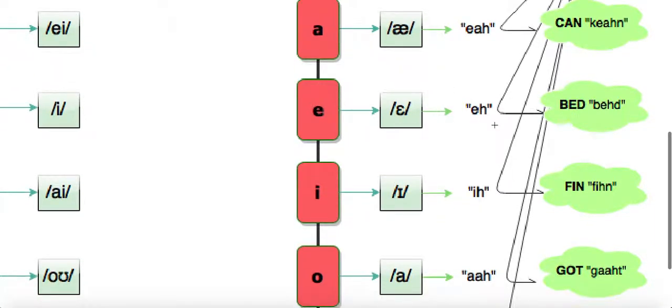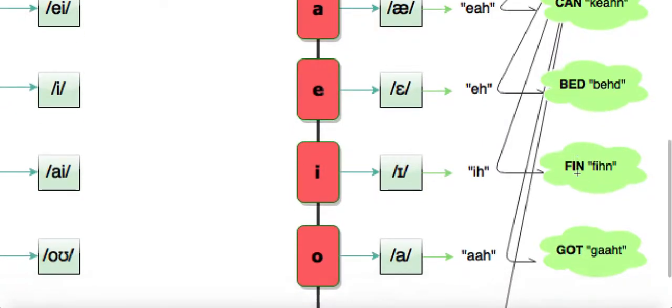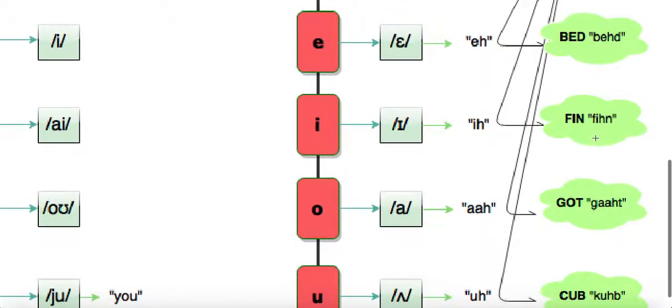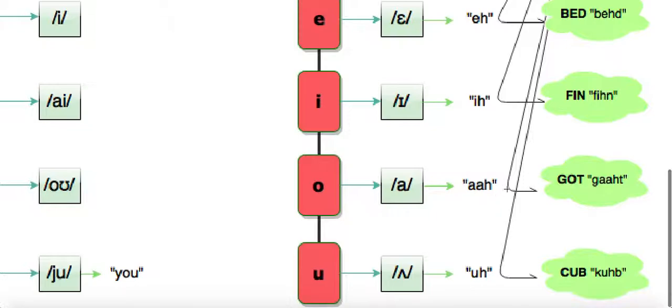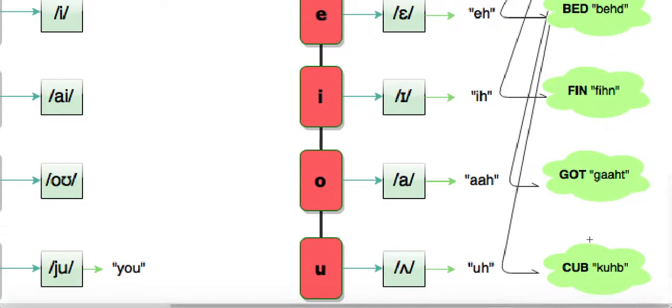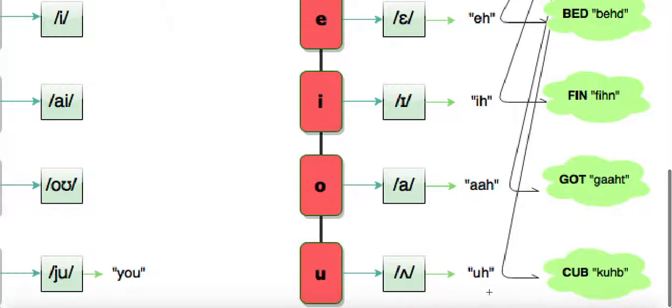The letter E, which sounds like an eh, for example, the word bed. The letter I in the word fin. It's not thin, and it's not fine. It's fin, okay? The letter O, which we said was going to be kind of like an aw in the word got. We don't go gat and we don't go got. We go got. And then the letter U, which we said was like an uh in the word cub.